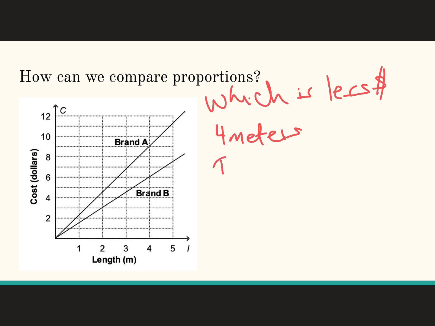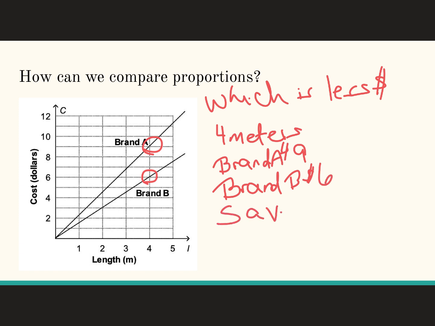Well, for brand A, 4 meters of cable would cost, right here, I can see that it is $9. For brand B, I can see that 4 meters of cable costs $6. So brand B is $6. So I could save $3 by buying brand B instead of brand A if I need a 4-meter cable.